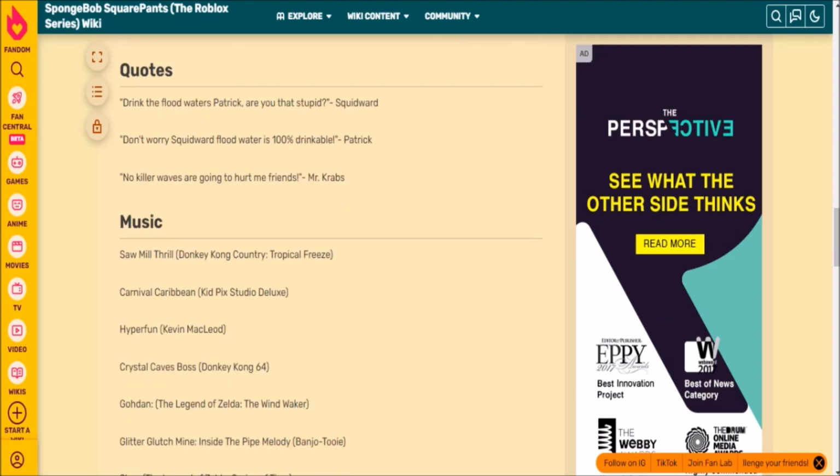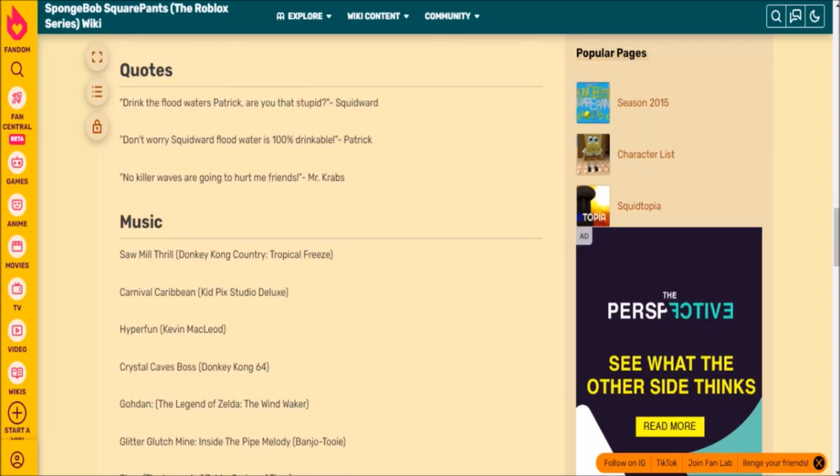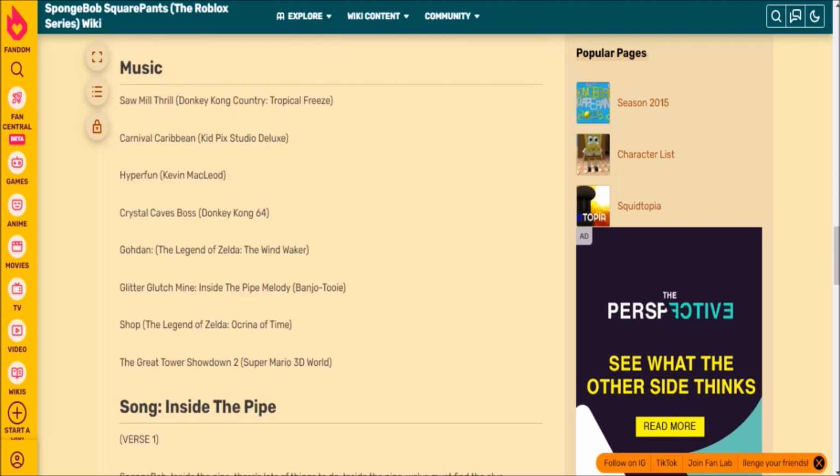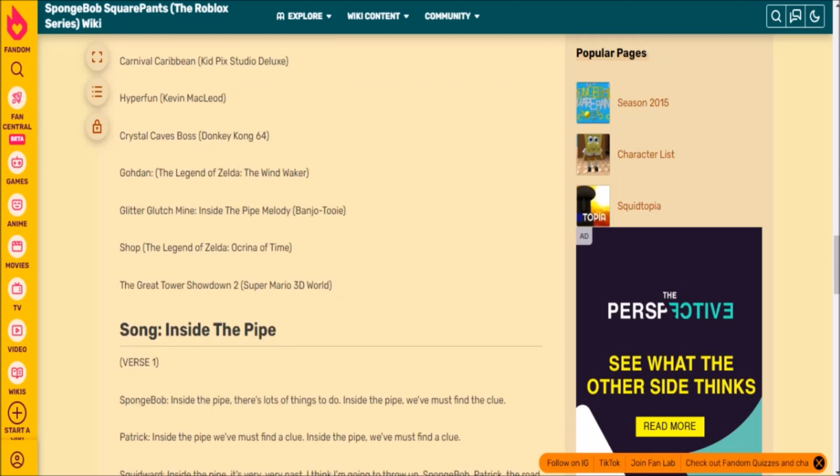All right, music: Sawmill Thrill, Carnival Caribbean, Hyper Fun, Crystal Caves Boss, Go Dan, Glitter Gulch Mine, Inside the Pipe Melody, Shop, and The Great Tower Showdown 2.